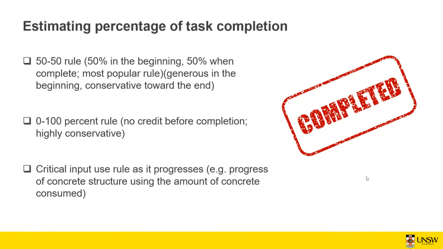So EV in the example was 1,000. It's a 2/3 completion of the job, and the planned value is 1,500. So 2/3 of 1,500 is going to be 1,000.